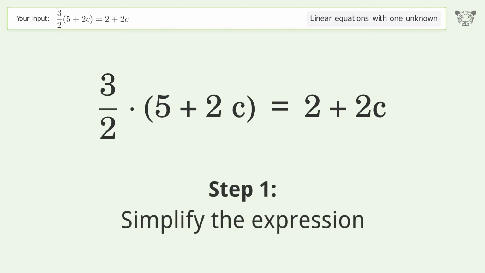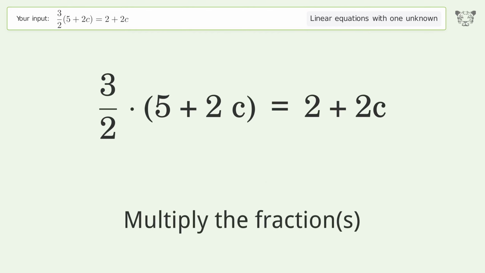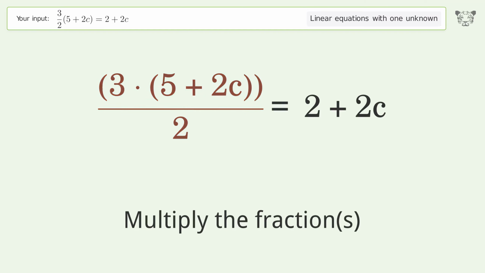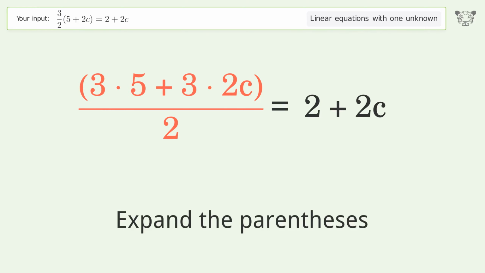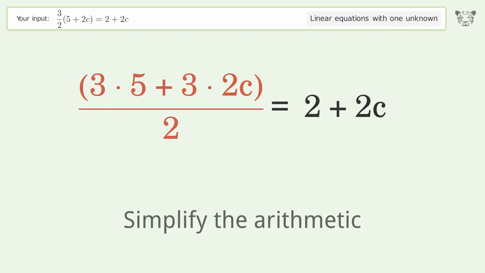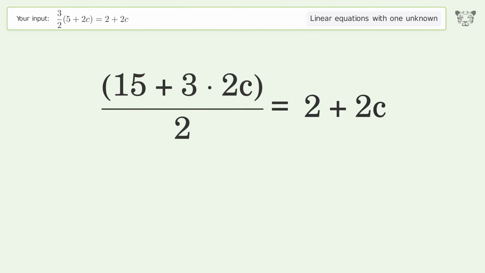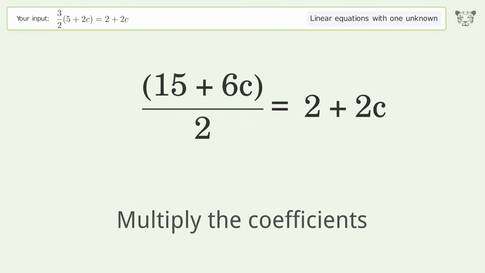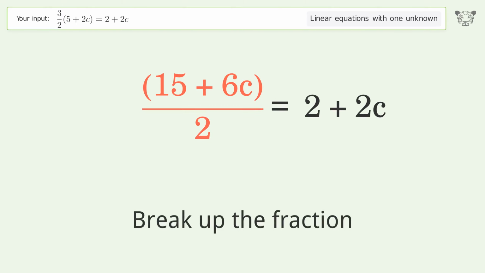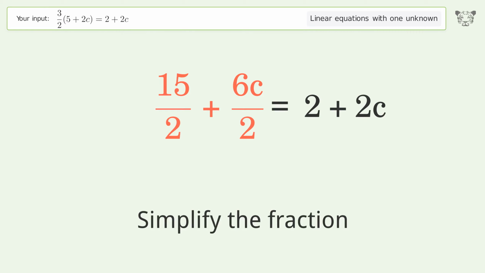Simplify the expression. Multiply the fractions. Expand the parentheses. Simplify the arithmetic. Multiply the coefficients. Break up the fraction. Simplify the fraction.